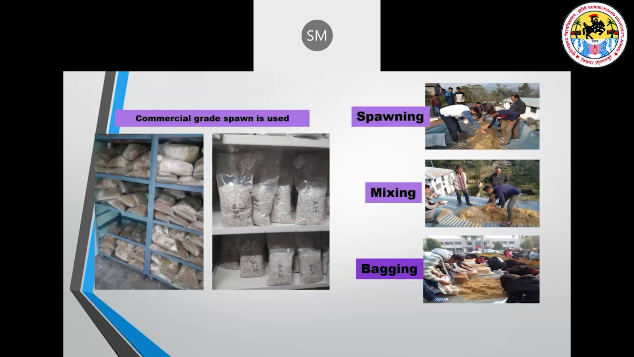So after preparation of this substrate, our substrate is ready for spawning. As you can see in the picture, we are using commercial grade spawn for mixing the seed into the substrate. And these bags you are looking at are the commercial spawn.